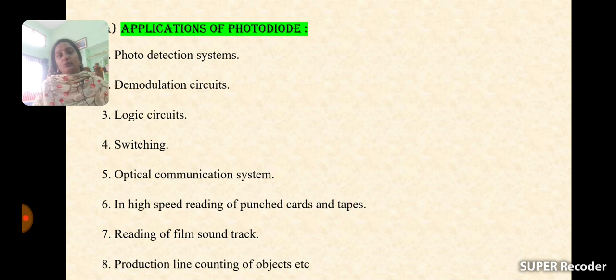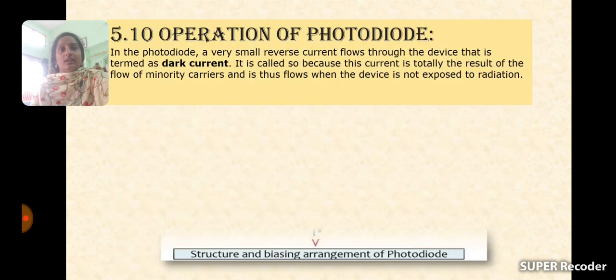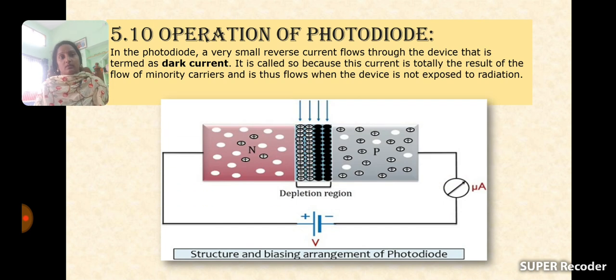Last one, these photodiodes are also used in production line counting of objects. Where is it used? Production line counting of objects. So these are the applications of the photodiode.